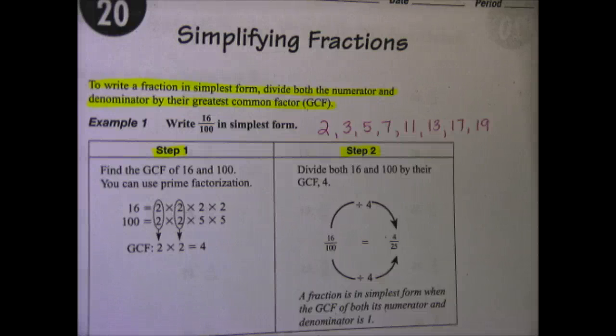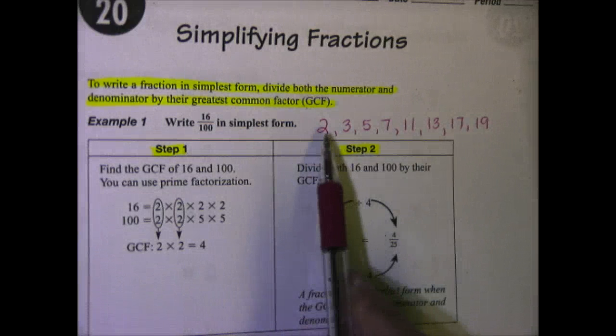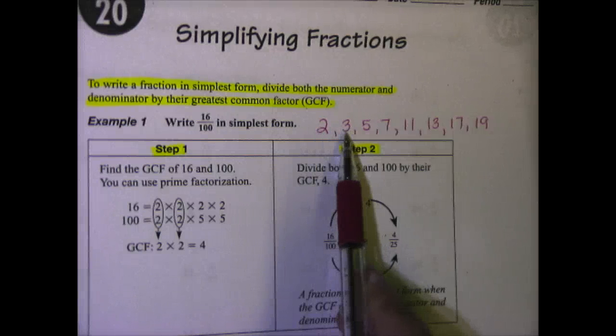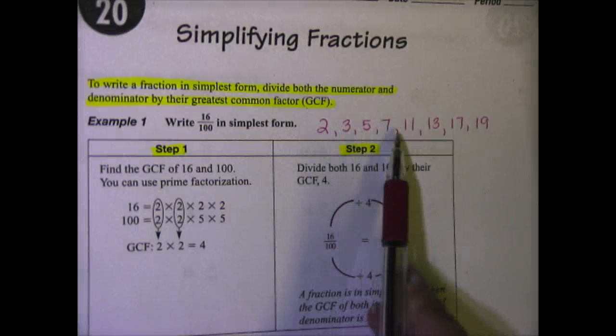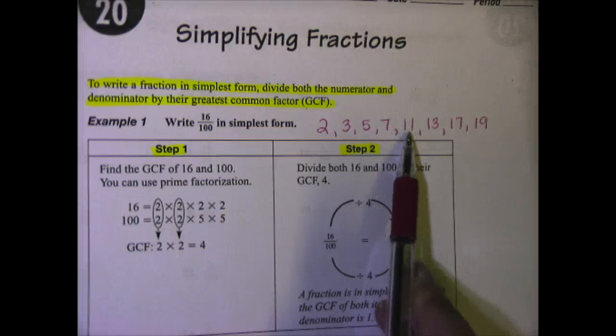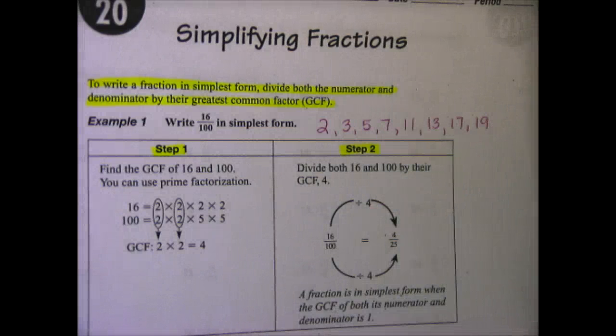Remember that 1 is not a prime number because it only has one factor. 1 times 1, there's only one factor, and that is 1. 2 has two factors, 1 times 2, 3, 1 times 3, 5, 1 times 5, 7, 1 times 7, 11, 1 times 11, and so on. A number like 4 would have three factors because 2 times 2 is 4 and 1 times 4 is 4. So 2, 1, and 4 are all factors of 4. That means that it is a composite number rather than a prime number.